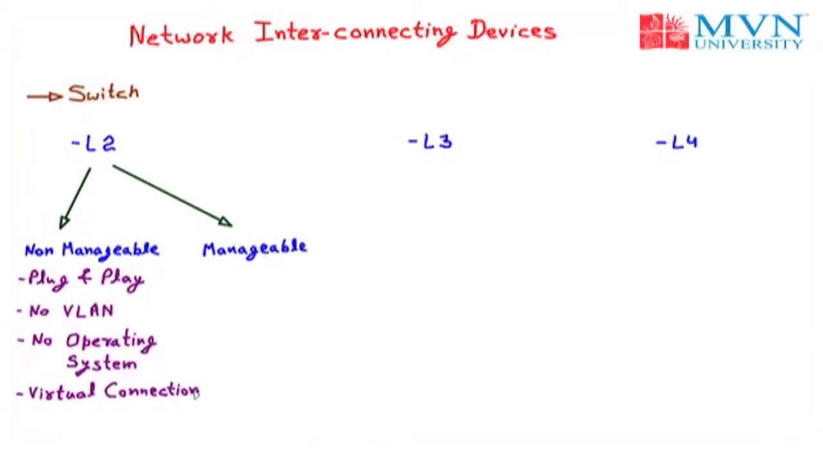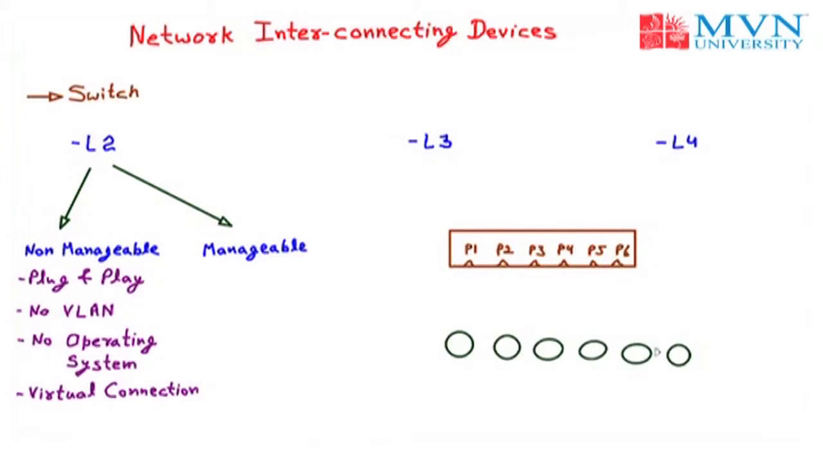To understand the virtual connection, let us take the example of a non-manageable switch. Now this non-manageable switch has 6 ports. We give the names P1, P2, P3, P4, P5 and P6. Now there is no physical connection present as it was present in the passive hub. We only connect the computers with all the ports. Let us take the example of 6 computers. We give the names C1, C2, C3, C4, C5 and C6. They are connected with the ports correspondingly.